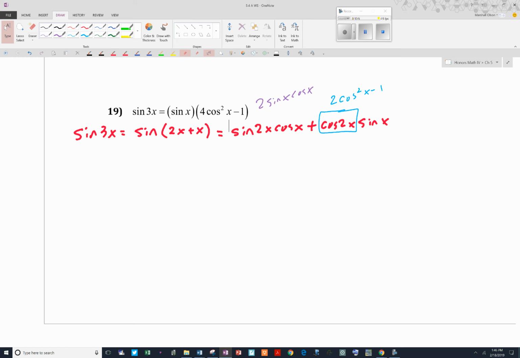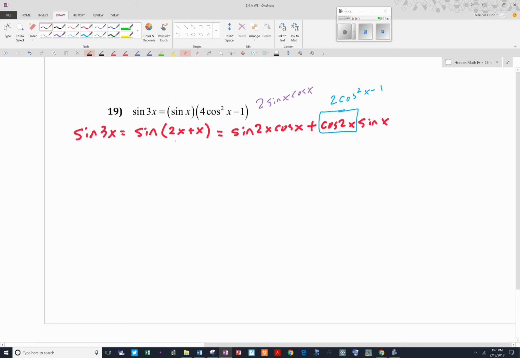So we are verifying an identity here. We want to verify that the sine of 3x equals this right-hand side right there. That's going to be our final answer. So what we have here so far, I've kind of started already. I started by writing my left-hand side.